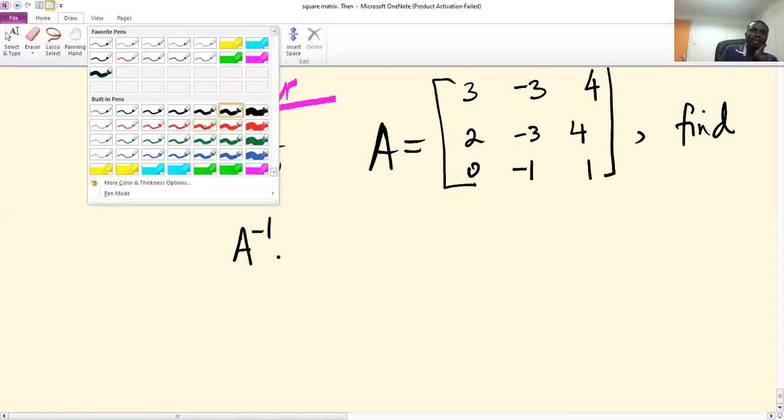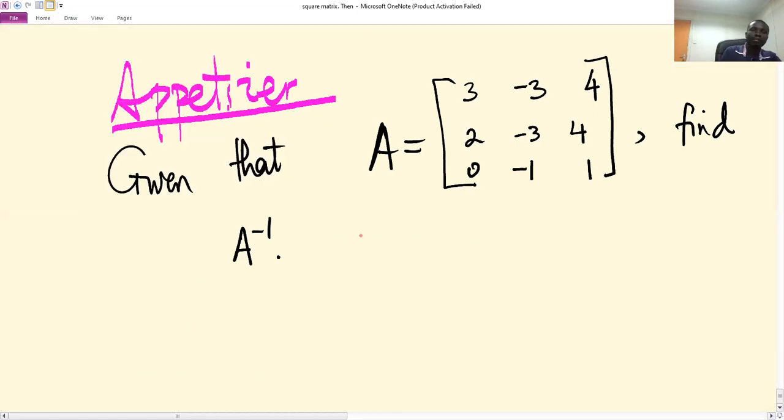Now we say that the first step, you have to confirm whether the inverse exists or it doesn't exist. And you know if the inverse exists or it doesn't exist, depending on the value of the determinant of the matrix. If the determinant is 0, then the inverse doesn't exist. If the determinant is non-zero, the inverse exists. So step 1, determinant of A.